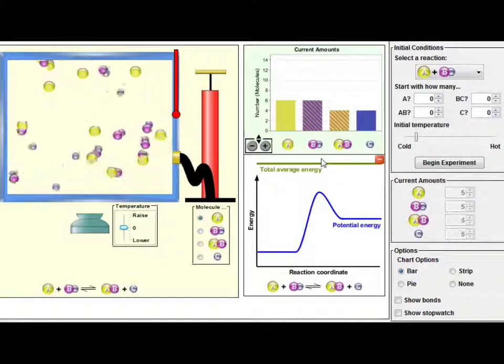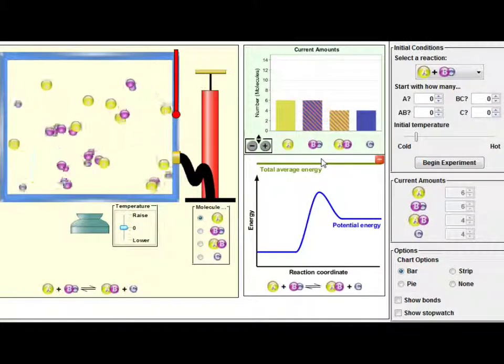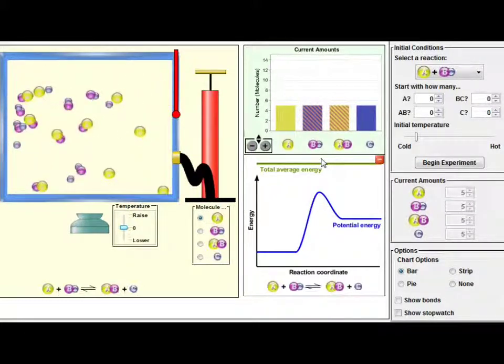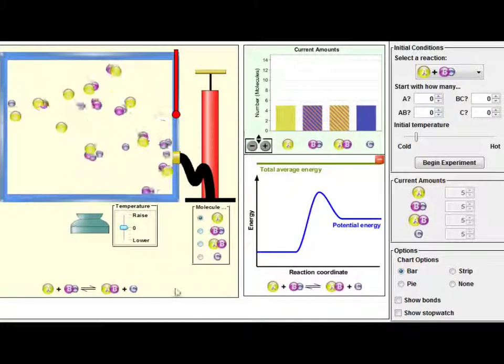So that's two of the factors that you can play with when you're trying to change the reaction rate. One is to increase the amount of stuff, and the other is to change the temperature. So let me go ahead and I'll write that down here.